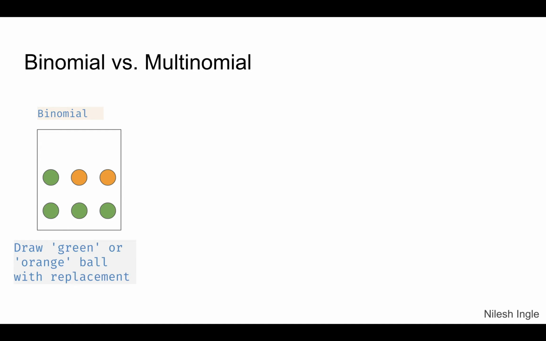Now let's look at the difference between binomial and multinomial. The reason we are looking at this is that the Dirichlet distribution is based on the multinomial distribution. So in binomial, we can imagine a box which has two types of balls. We have green colored and orange colored. So we can draw a green or orange ball from this box with replacement. That would be like a binomial case.